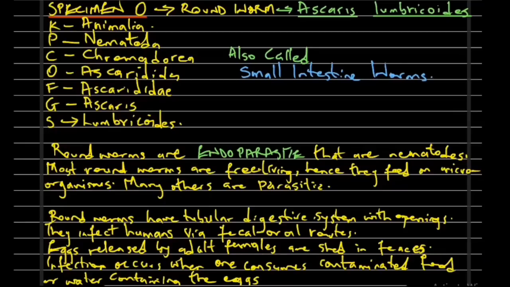So let us move straight to our last specimen, specimen P. Specimen P is the tick. The tick is another parasite. So let's start with classification first.